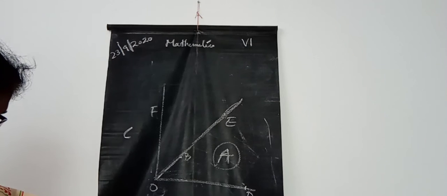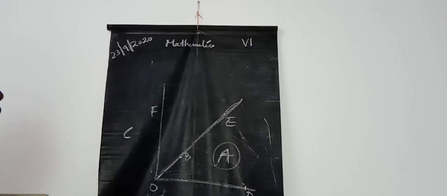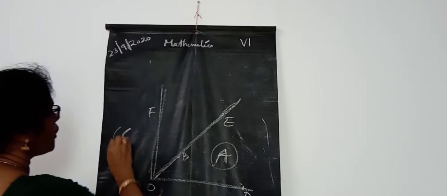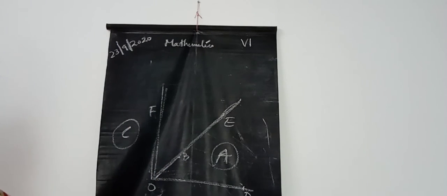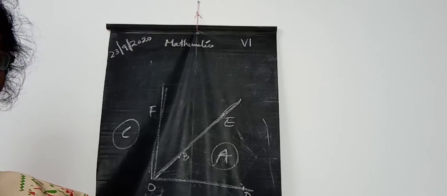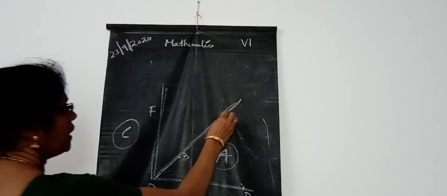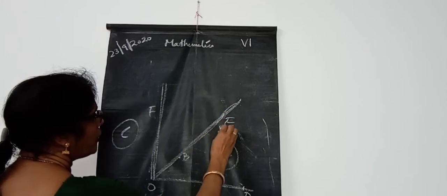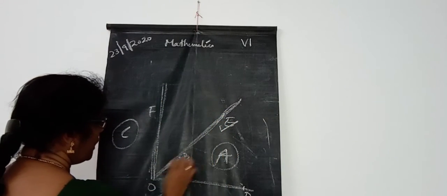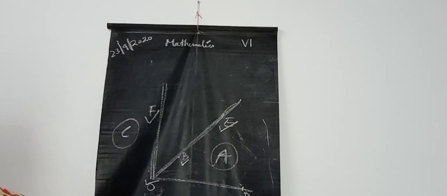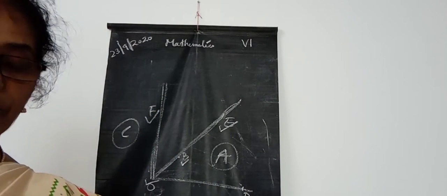And next question, in the exterior of EOF. In the exterior of EOF, that is the point C. And third question, on EOF. Which are the points on EOF? That is point E, point B, point O, point F. E, O, B, F. Okay.